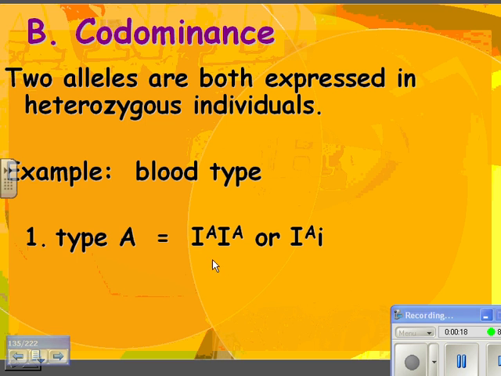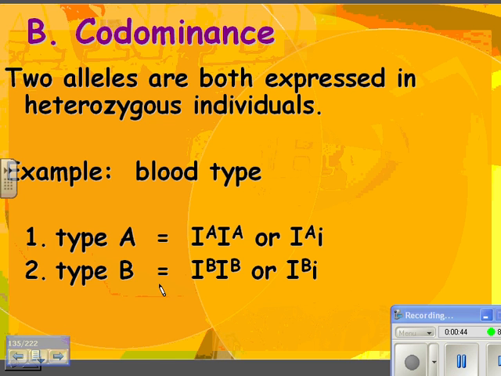If you're type A, we write them with I's because you have to figure out a new letter, because neither A nor B is dominant. So here's type A. You have IA, that means one allele for A and another allele for A. Or you could have this allele for A plus this recessive one. This part, the big I and the little i, is clear, plain, regular dominance. That's not a codominance thing.